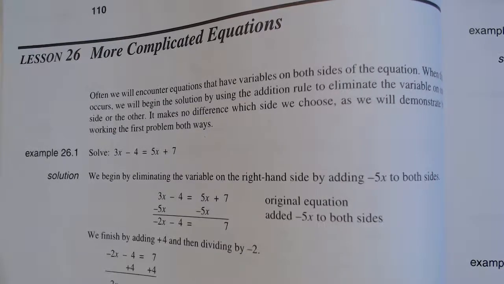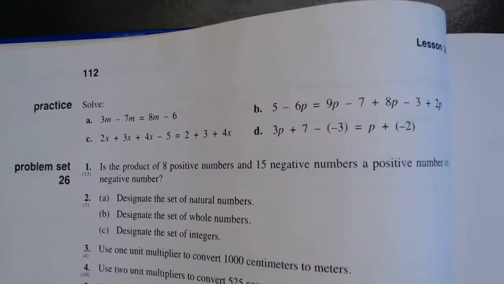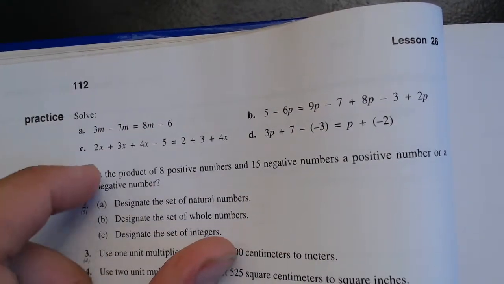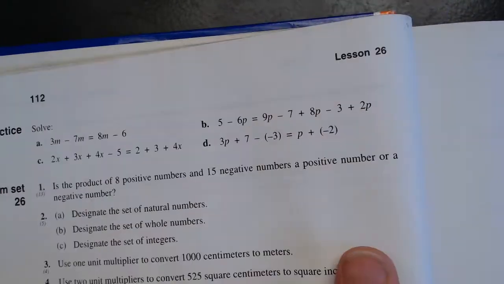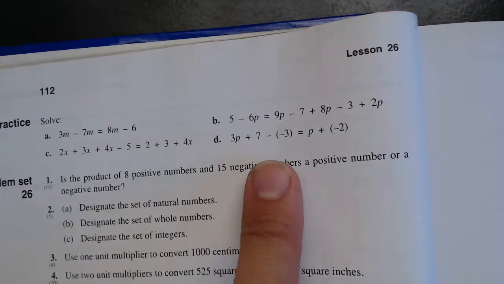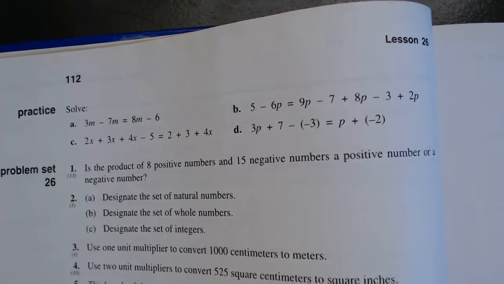Algebra 1, Lesson 26, More Complicated Equations. Alright, so we're going to add an extra step onto our equations when we get complicated ones like this. And you'll see that in each of these equations we have multiple versions of the same unknown. We have 3 m's in this one, we've got 4 p's in this one, and 2 p's in this one. And we're going to be doing A, B, and D today.